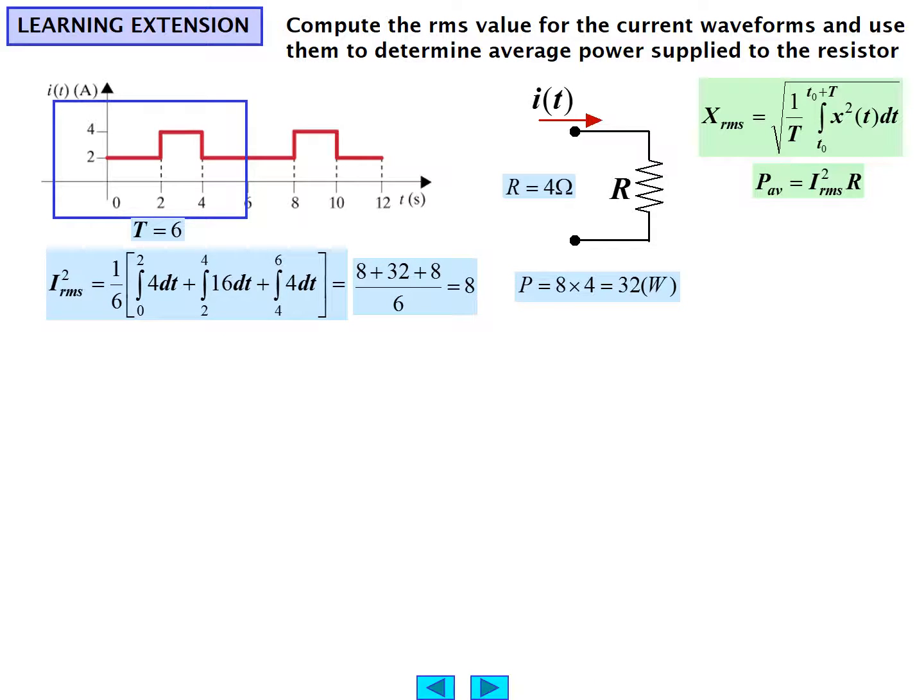And that's for I_RMS squared. Therefore, the power is I_RMS squared times R. 8 times 4 is 32 watts.